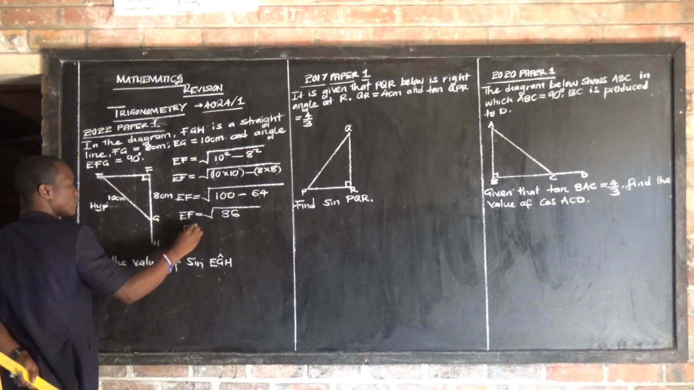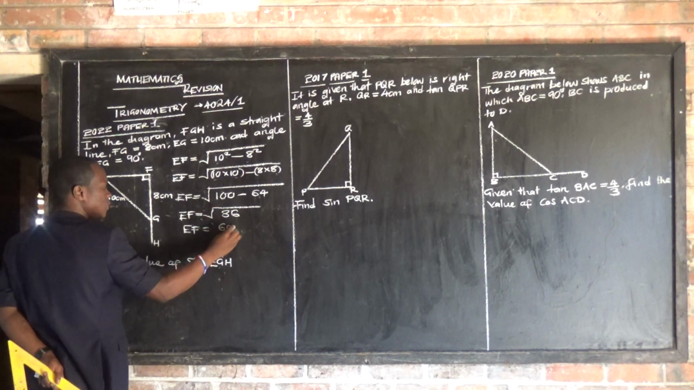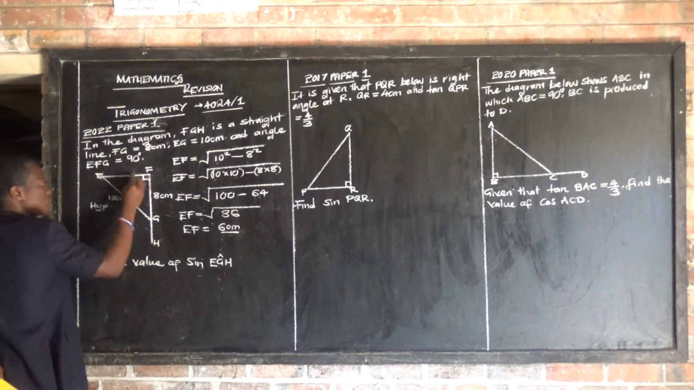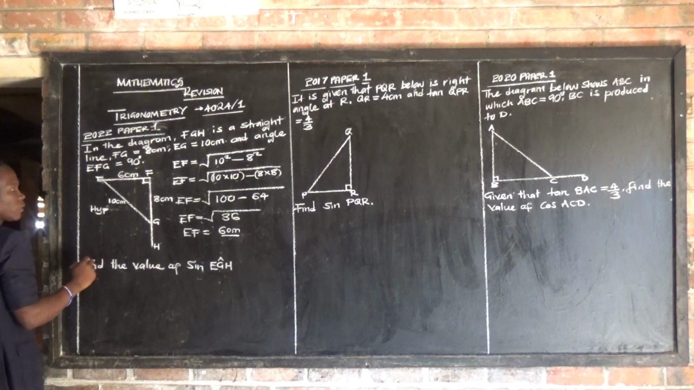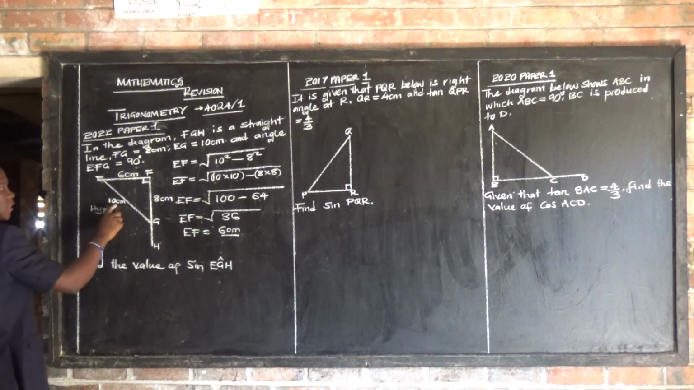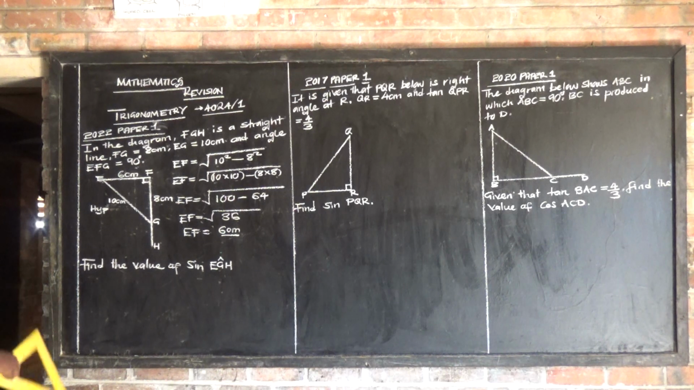Then EF is equal to the square root of 36, which is 6 centimeters. So meaning this is 6 centimeters. Are we together? So this is 10, this is 8, this is 6. So we have the three sides of the triangle. Now let us look at the question.